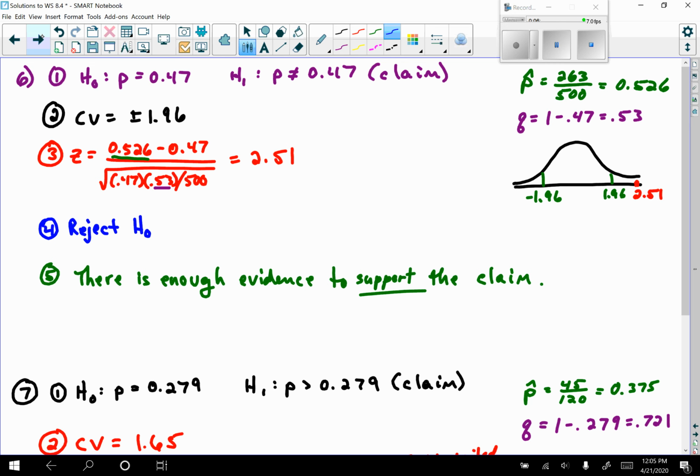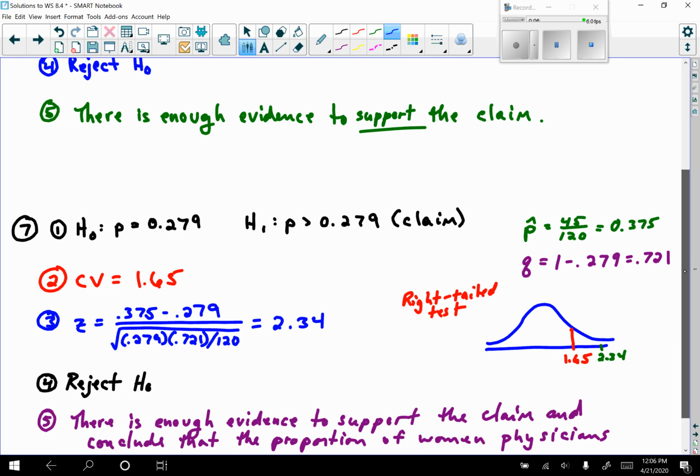I'm going to type in a 0.025 as the area, getting plus or minus 1.96. The test value is calculated to be 2.51. So seeing this on the sketch, 2.51 is in the critical region, so I reject the null hypothesis. There is enough evidence to support the claim. So we're kicking out the null hypothesis because we can reject it, and we go with the claim.